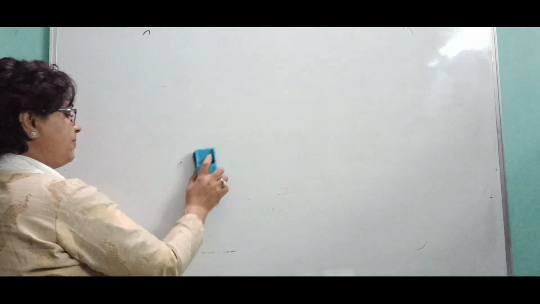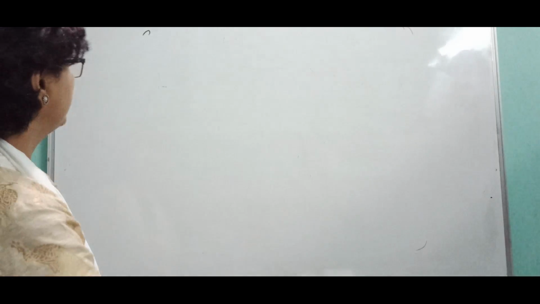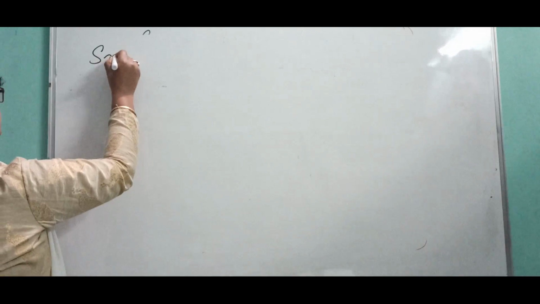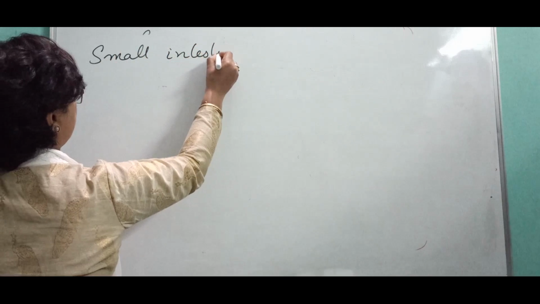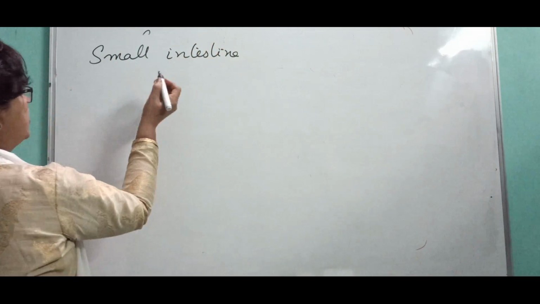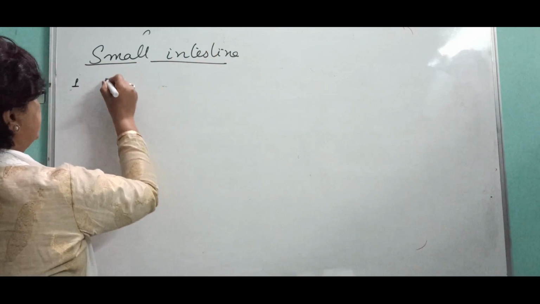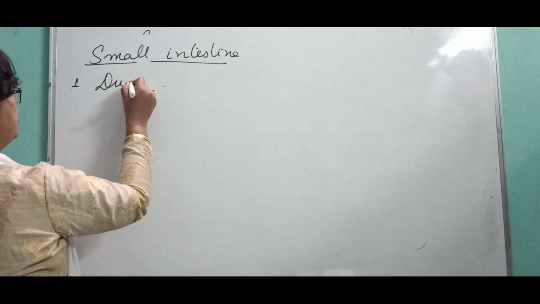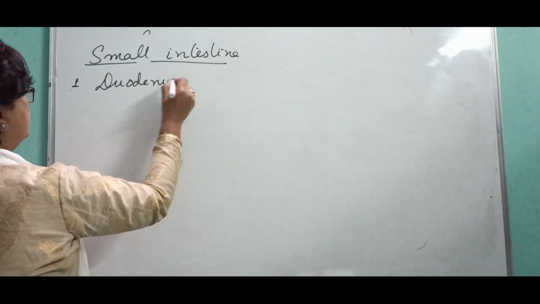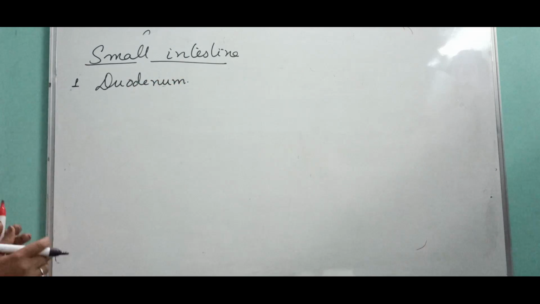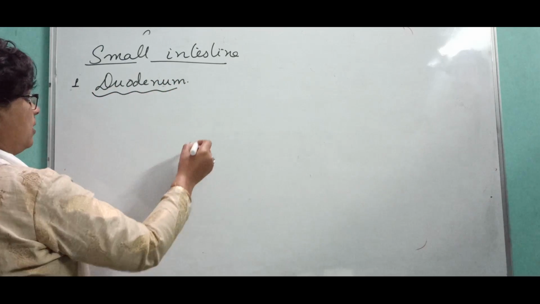the small intestine. As in my previous video, I have already taught you the digestive system. Now the next step, the next digestive organ after the stomach, is termed the small intestine. This is the small intestine, having three parts. The first part, part number 1 of this small intestine, is termed duodenum. Right? Now what is the duodenum and what is its function? In what way will the digestion happen here?